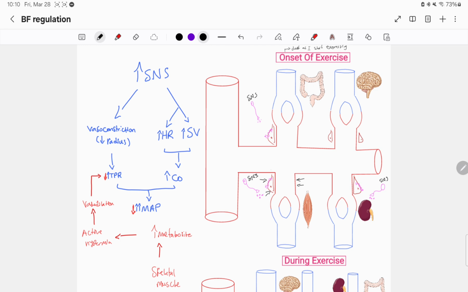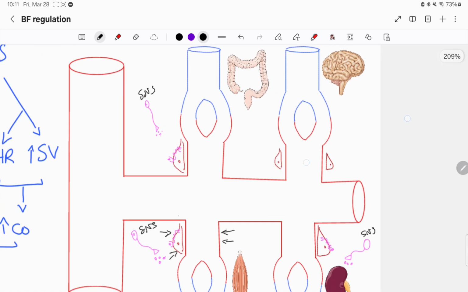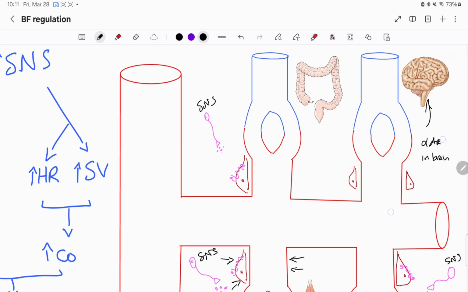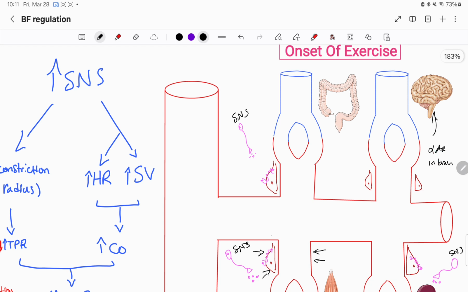And it doesn't discriminate. The only place that doesn't have vasoconstriction occur is the brain, okay? You can see there's no change in its diameter. The brain remains the same. And the reason for that is that there is a low abundance of alpha 1 or alpha adrenergic receptors in the brain, and that's why there doesn't seem to be too much of a sympathetic effect on the brain.